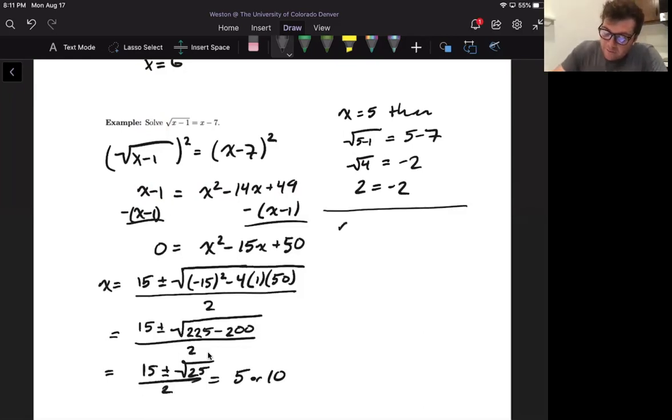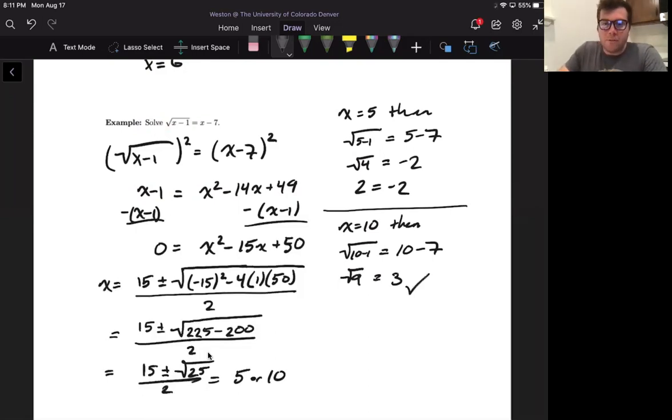On the other hand, if we let x be 10, then we get the square root of 10 minus 1 equals 10 minus 7, or that the square root of 9 equals 3, which we know is true. So therefore, x equals 10 is our solution.